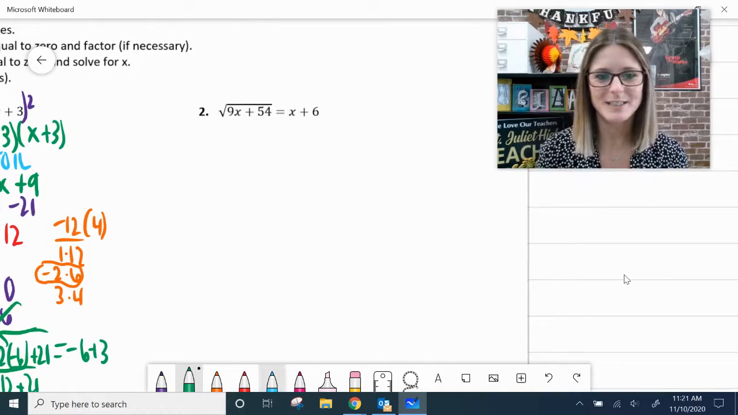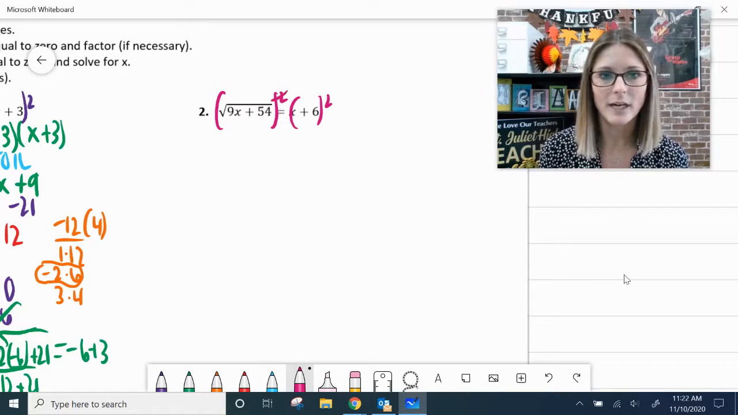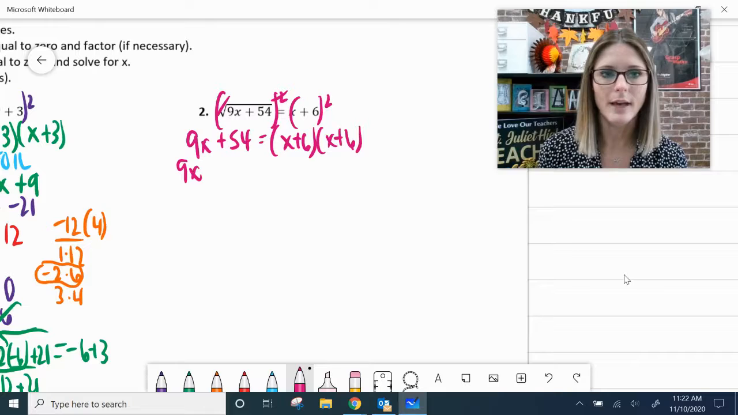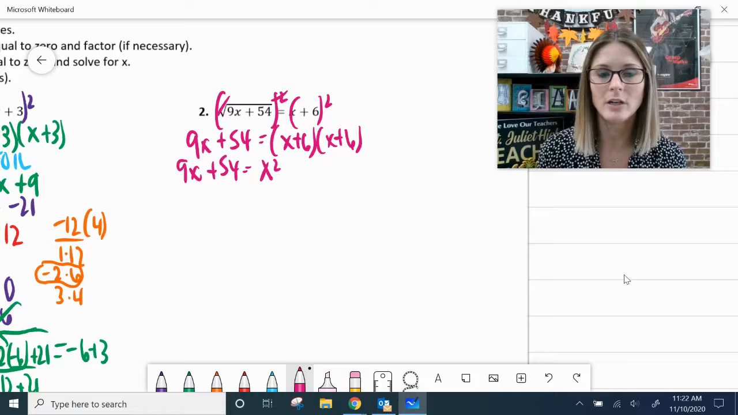Number 2, we're going to do the same process. Our radical is already isolated on the left side, so we are ready to square. The square is going to cancel my radical. And to square the right side, I'm going to FOIL. 9x plus 54 equals, first gives me x squared, outer gives me a 6x, inner gives me a 6x. Combine those like terms to get 12x, and 6 times 6 is 36.